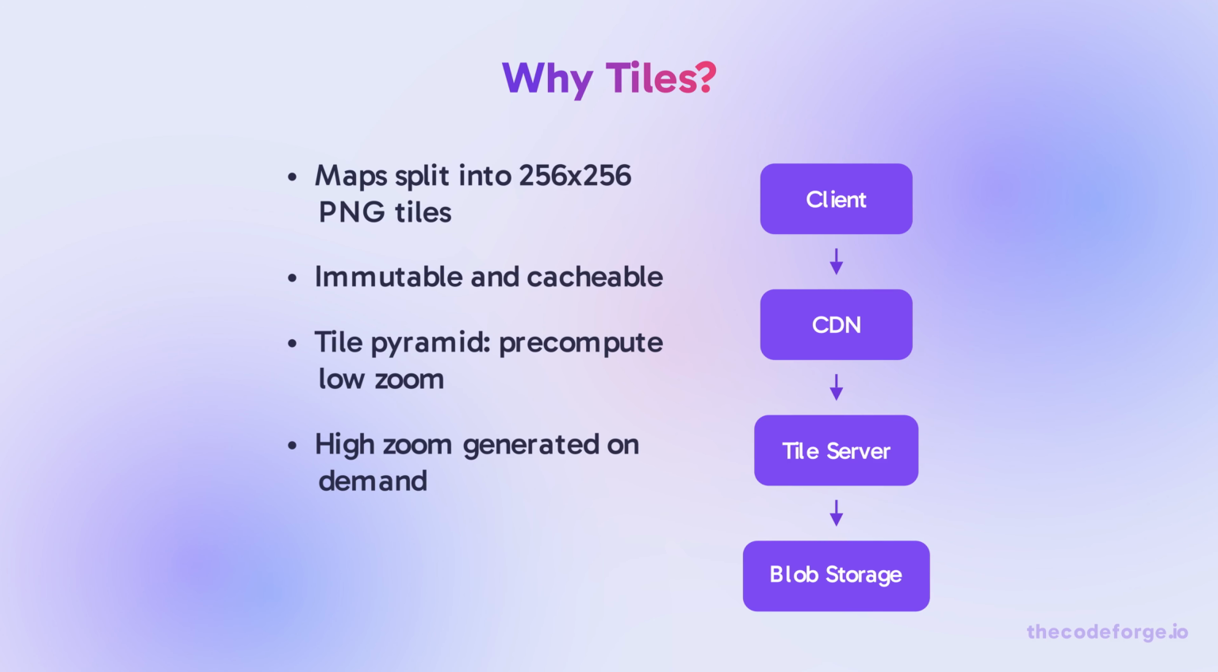Before tiles, maps were monolithic images. Google popularized the tile grid. Each tile is a 256x256 PNG at a specific zoom level. Tiles are immutable and cacheable, allowing aggressive content delivery network caching. The tile pyramid precomputes popular zoom levels and serves them from blob storage.